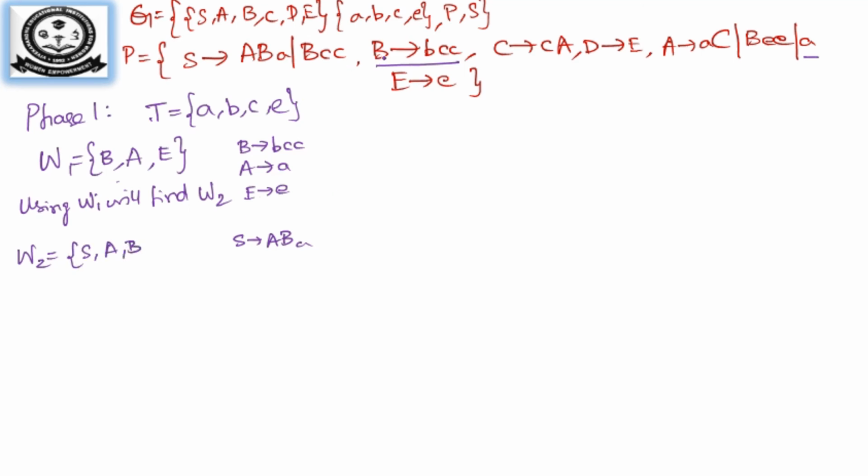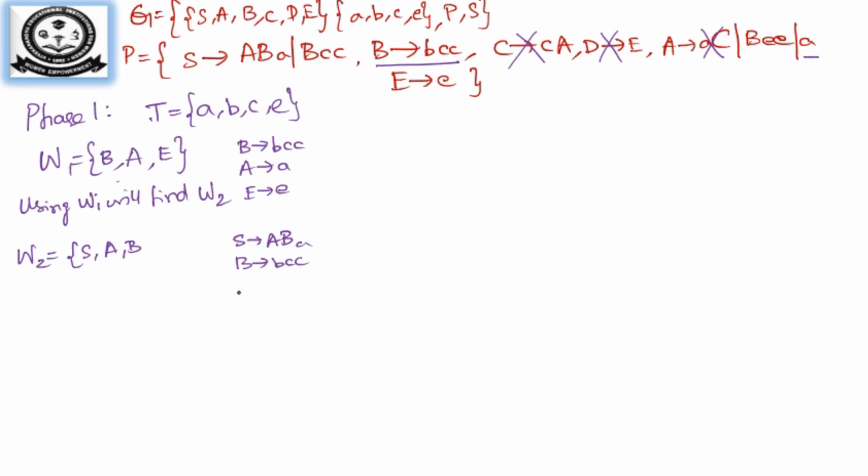So what are the other non-terminals? B tends to BCC. B is there in my W1, so I can include B. C is not there, so you will not consider C. Similarly, D is not there, so you will not consider D. And A tends to AAC, which is not included because C is not in W1. So I will not consider this, but I will write this rule over here because we need it for other processes.